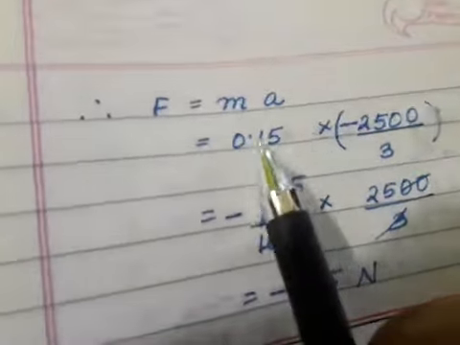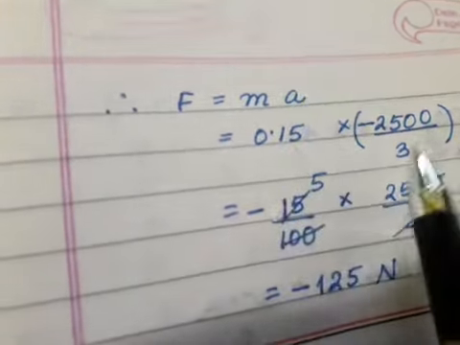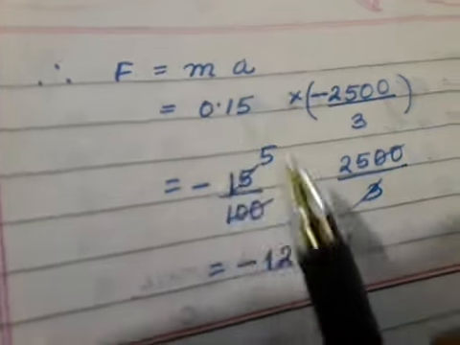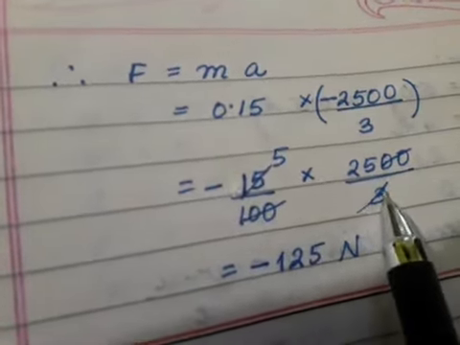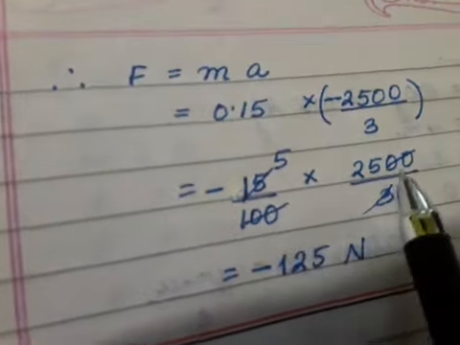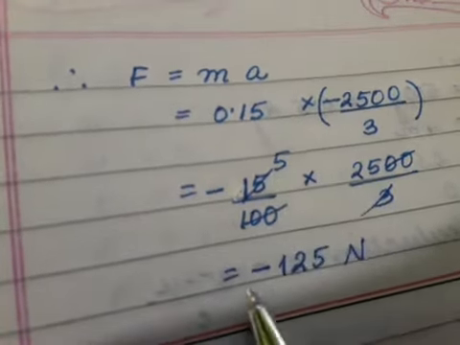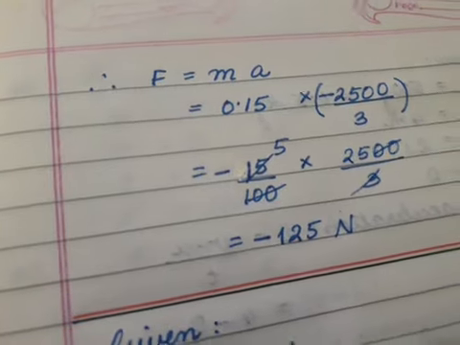Force is equal to MA. Now it was 150 grams or 0.15 kg into acceleration value is put here. Okay, after that 0.15 can be written as 15 by 100 into 2500 by 3. So this 3 and this 15 will cancel by 5. This 0 and this 0 will cancel. So 25 5s are 125, and that is my answer. So F is equal to 125 Newton. Clear?